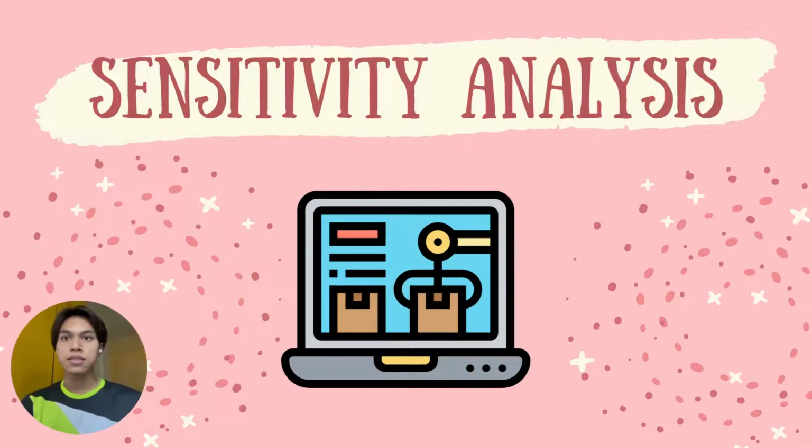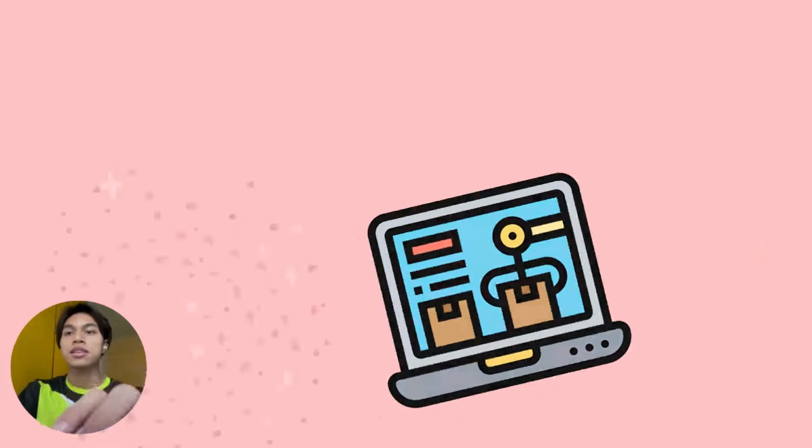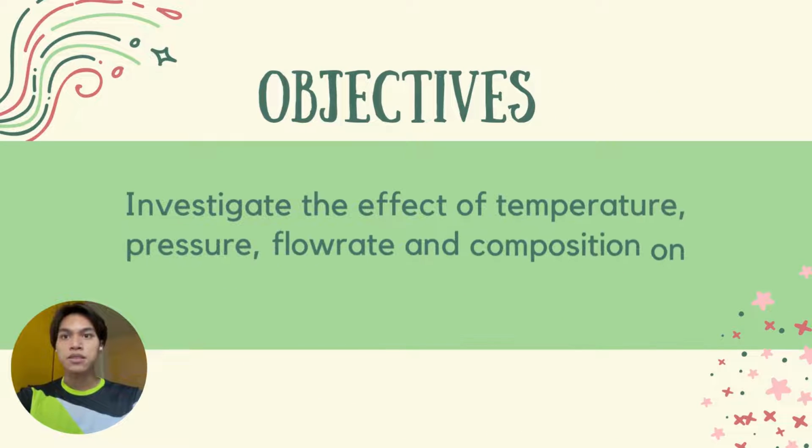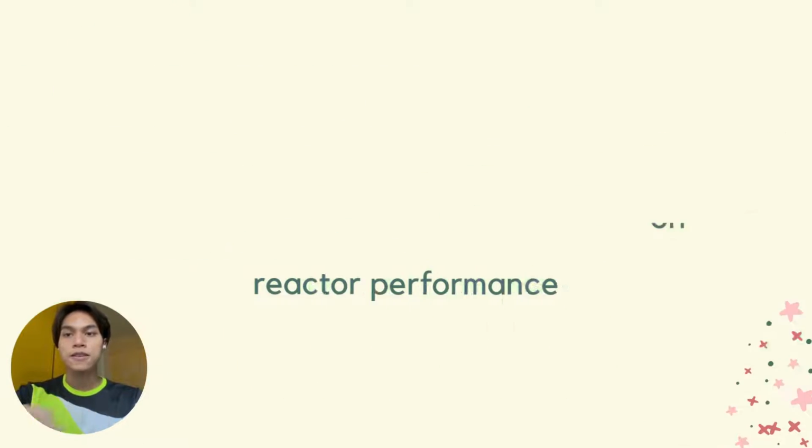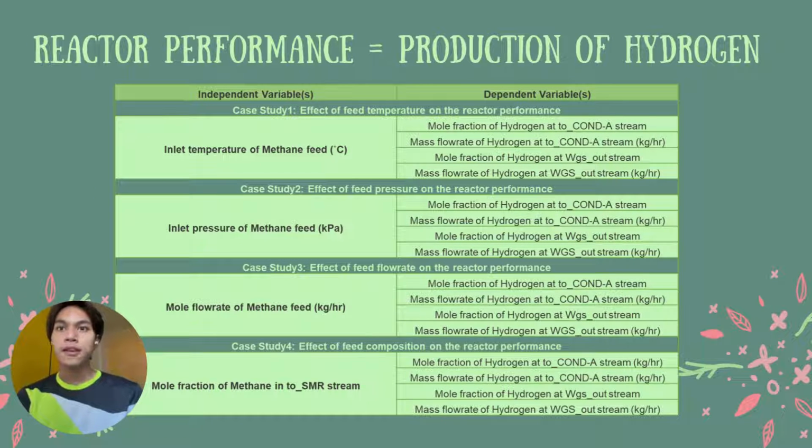For the next part of this chapter, we will be conducting sensitivity analysis using the case study function in Symmetry. The objective is to investigate the effect of temperature, pressure, flow rate, and composition on reactor performance. In order to do so, we need to define the reactor performance. In this report, the reactor performance will be determined by the production of hydrogen. For each case, the mole fraction and mass flow rate of hydrogen were selected as the dependent variables. Meanwhile, temperature, pressure, flow rate, and composition of methane feed will be selected as the independent variables. The case study will be conducted as summarized in the table.